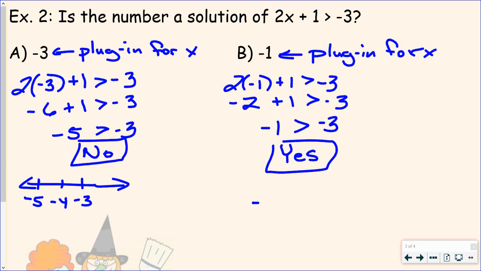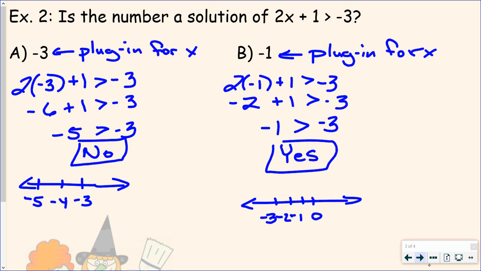And again, on a number line, let's put 0, negative 1, negative 2, negative 3. I'm running out of space here. Negative 1 is to the right of negative 3. Negative 1 is greater in value than negative 3.